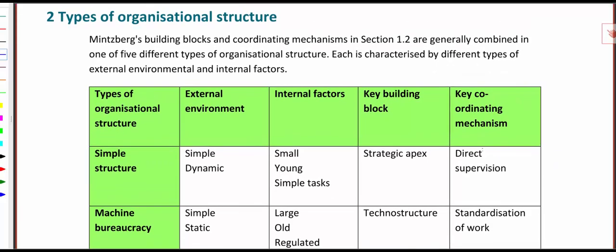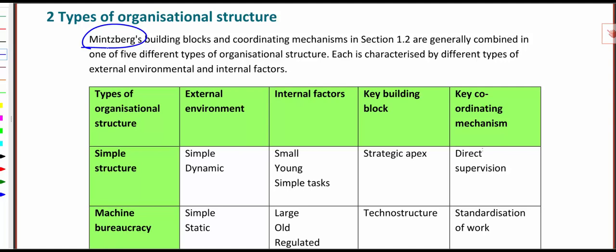Okay, so chapter 3 section 2 then moves on to start looking at different types of organisational structure. And this first table here that you can see is based around Mintzberg's building blocks. So if you remember with Mintzberg's building blocks, we had the 6 blocks: operating core, middle line, strategic apex, support staff, technostructure, and ideology.